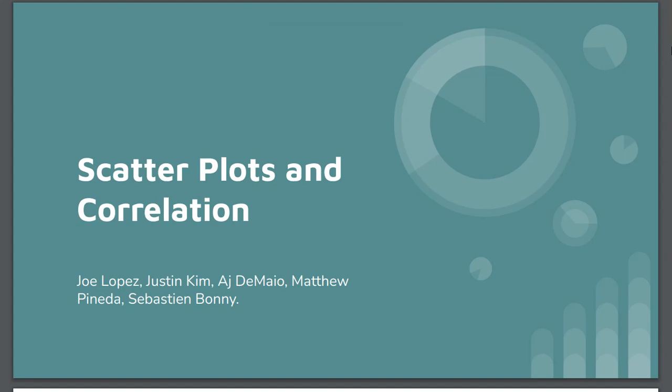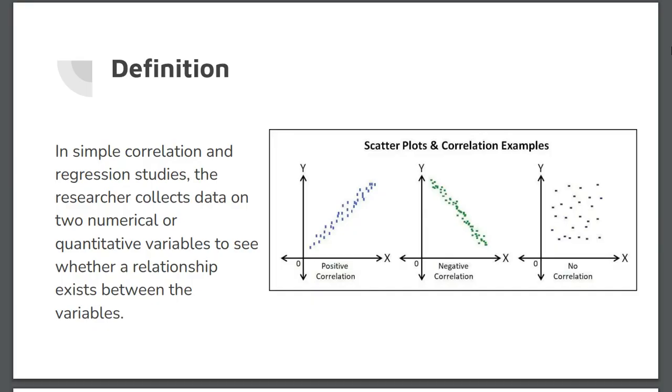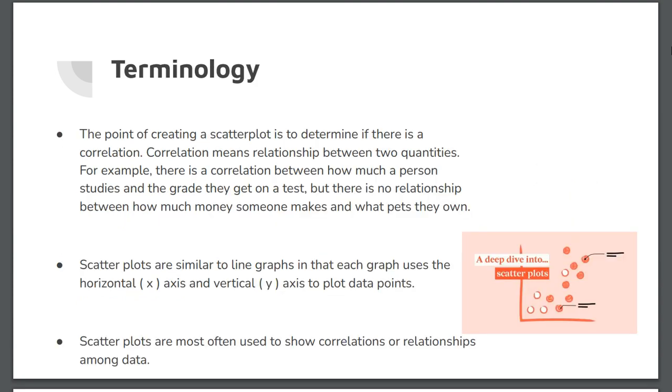Chapter 10.1 Scatter Plots and Correlation. In simple correlation and regression studies, the researcher collects data on two numerical quantitative variables to see whether a relationship exists between the variables. The point of creating a scatter plot is to determine if there is a correlation. Correlation means a relationship between two quantities.